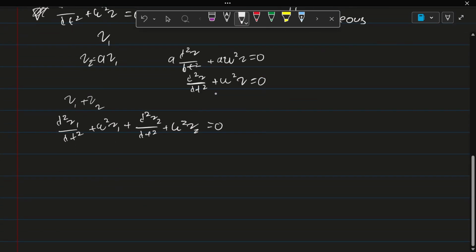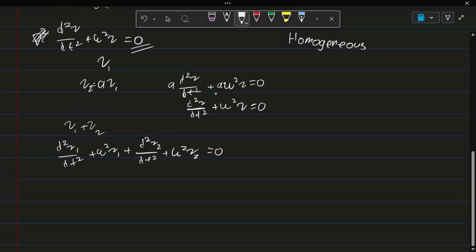Homogeneous corresponds to the equation equaling 0, but a heterogeneous equation is normally written as something like d squared v over dt squared plus omega squared v plus a function f, which is a function of t. The question is, if I have v1 and v2, are they solutions of this differential equation? Let's use the same type of equation that we got. If we use the same solution, it would result in a 0, right?